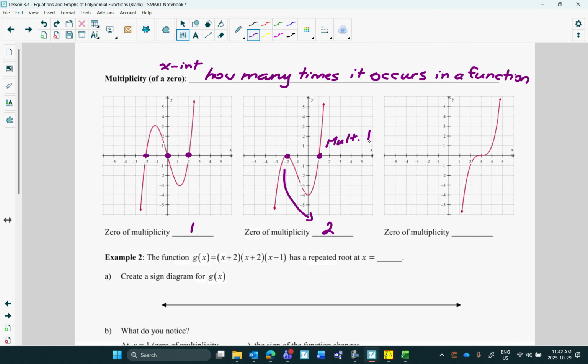This one, notice it goes through, but kind of in a weird way. It's going up, it's heading towards this, but then it kind of flattens out and runs along it before it continues through. When it flattens out like that, that's multiplicity 3. We don't see that very much.